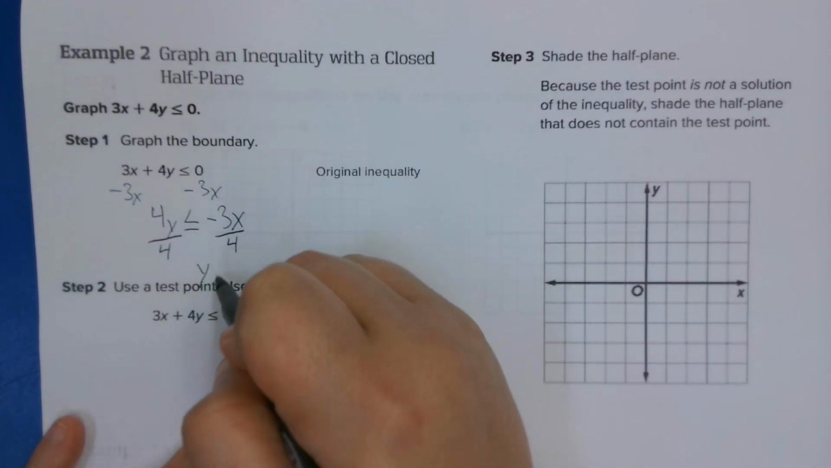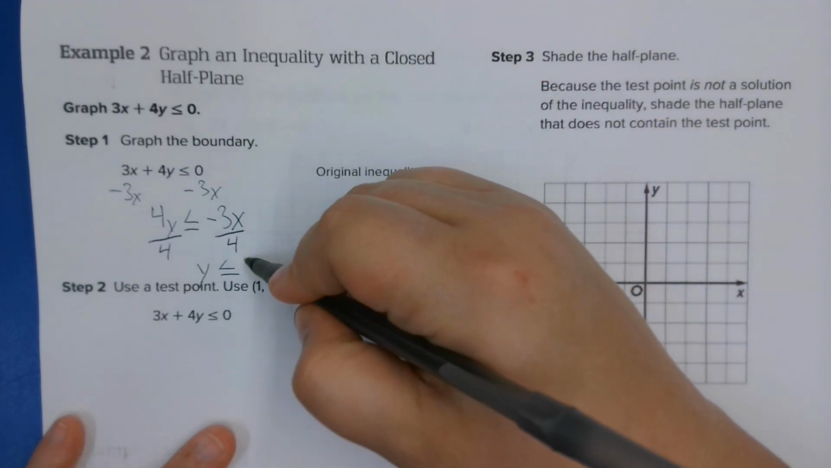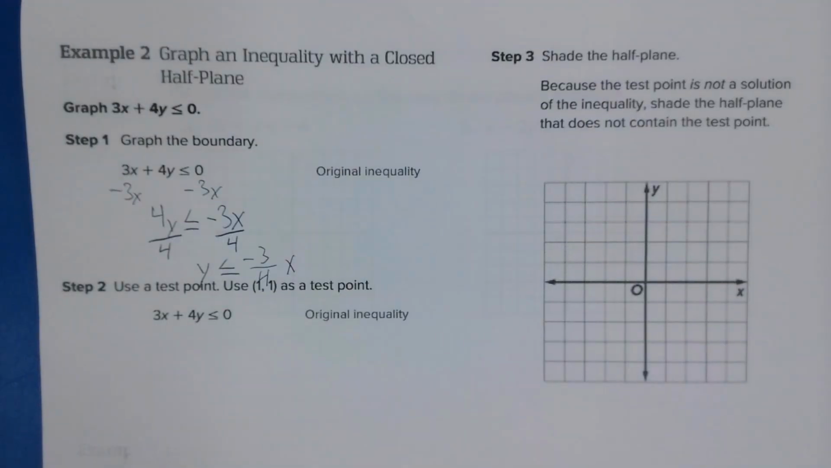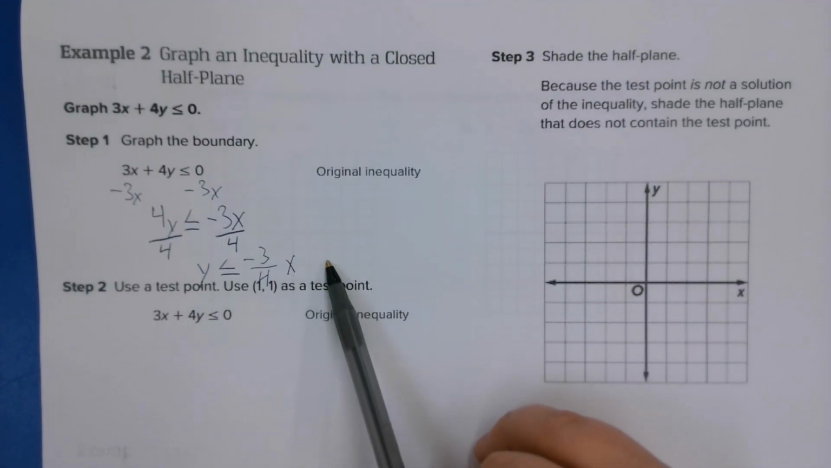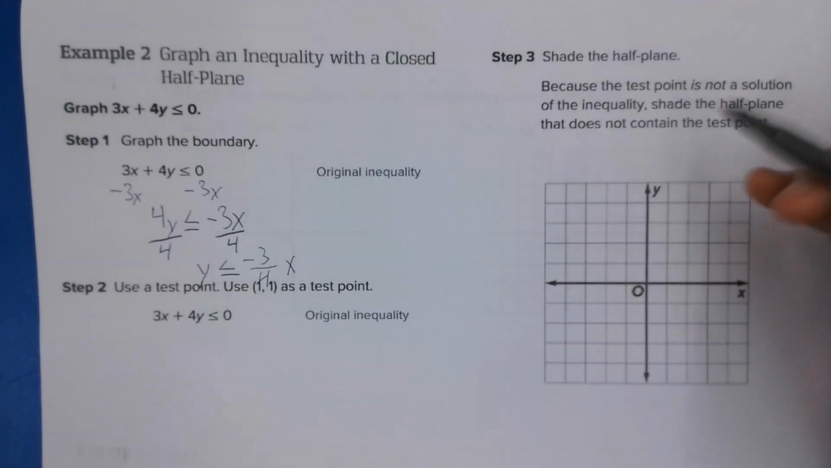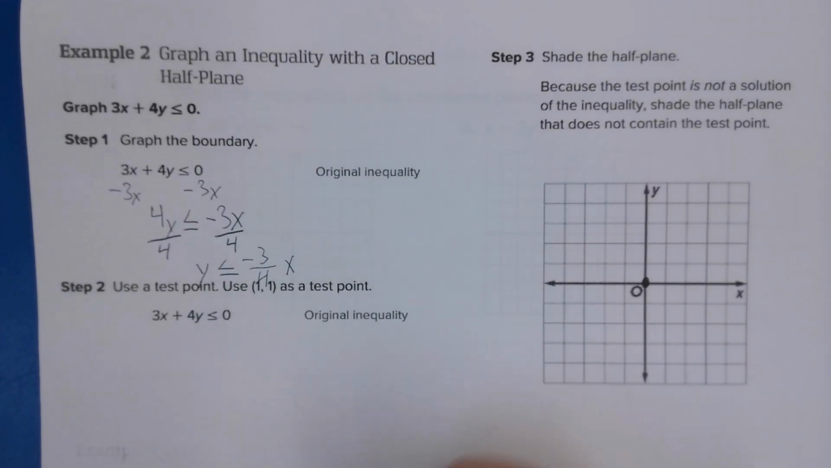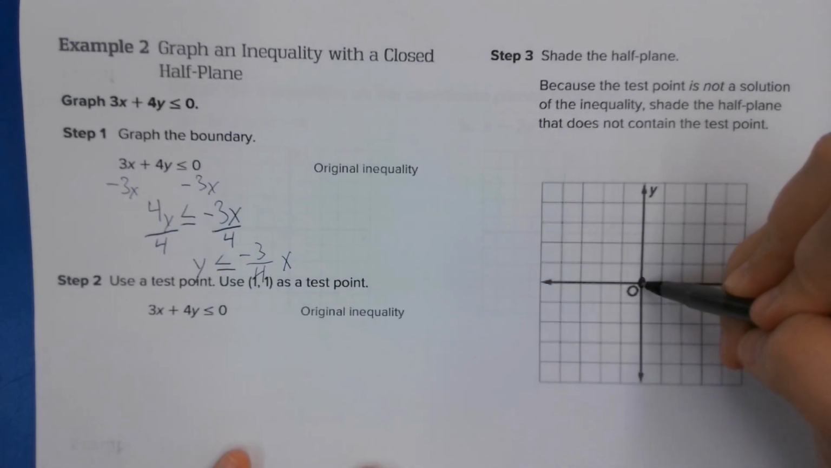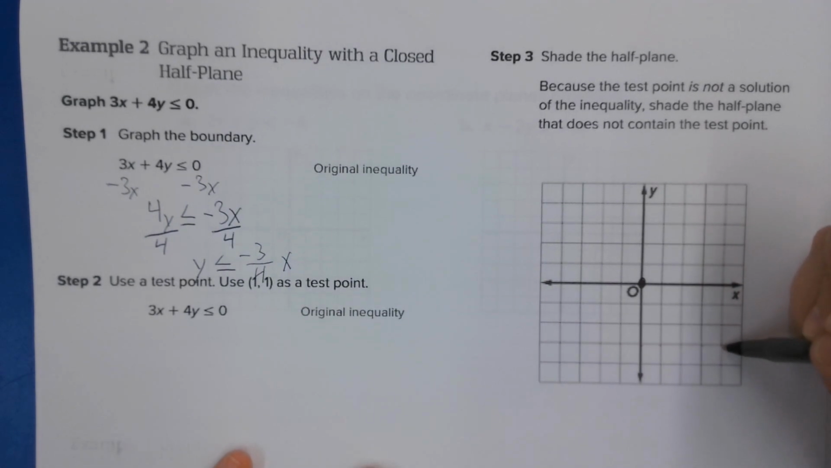Now I have y is less than or equal to, 3 cannot be divisible by 4, so I'm going to leave this as negative 3 over 4x. Now when I have no b, I don't have a y-intercept, but I do. It is just 0 and it's invisible. So my y-intercept is 0, so that means I'm going to start right here at 0. My slope is negative 3 over 4, so that means I'm going to go down 3, 1, 2, 3, to the right 4, 1, 2, 3, 4.